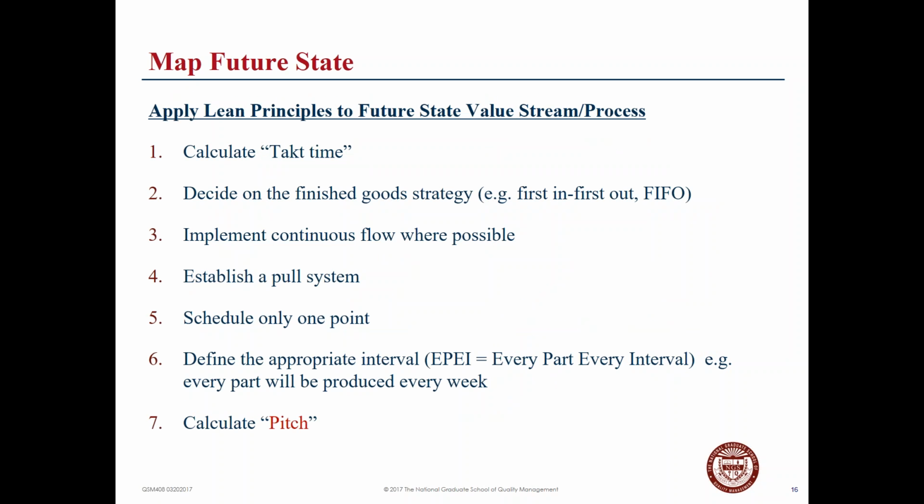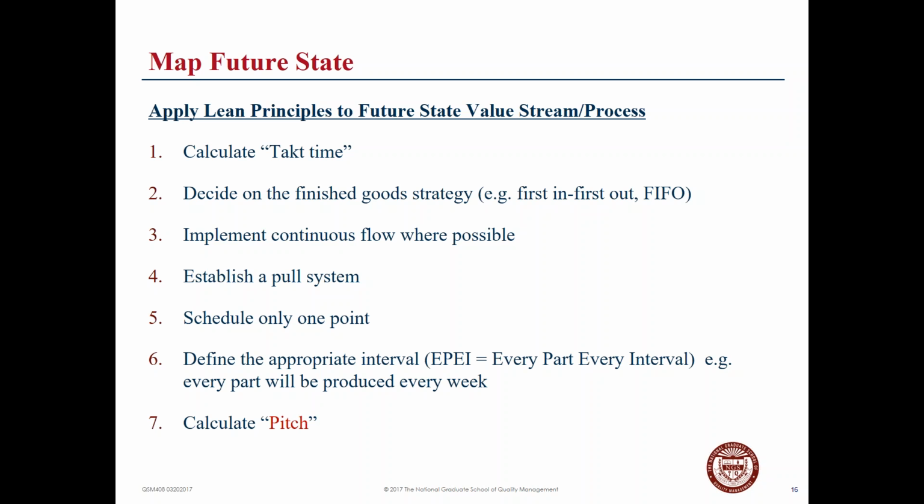As we apply lean concepts to this idea of value stream, we do so by calculating takt time to ensure that we understand the customer's requirements and how we're going to meet them. Decide on the finished goods strategy, first in, first out, FIFO. We have to decide that. Implementing continuous flow where possible. You don't want to have dead time and lull. Establishing a pull system rather than a push system.